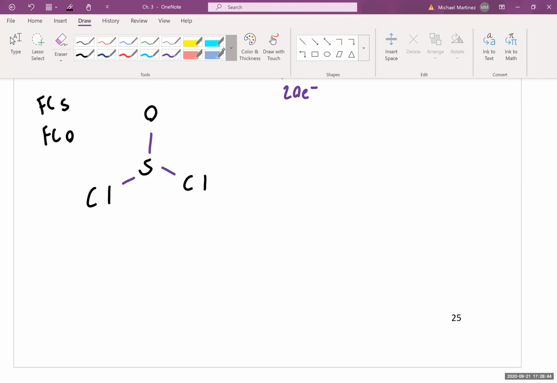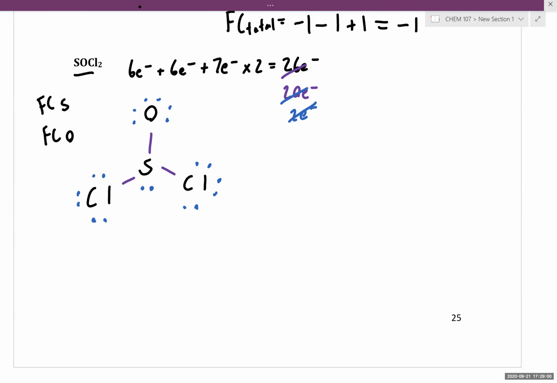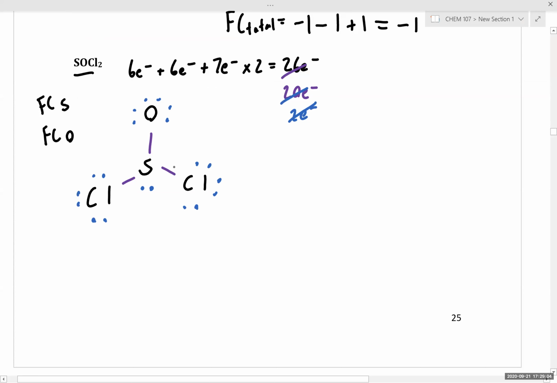Then we assign lone pairs on each of our atoms to complete the octet. We use up 18 electrons. We have 2 electrons remaining, and our last 2 electrons go on sulfur. So this structure fulfills the octet rule, so it's a reasonable structure to propose for this class. Let's now calculate formal charges.